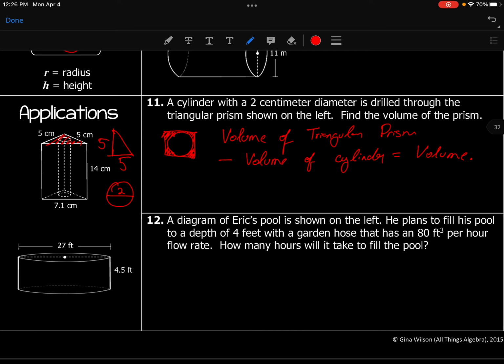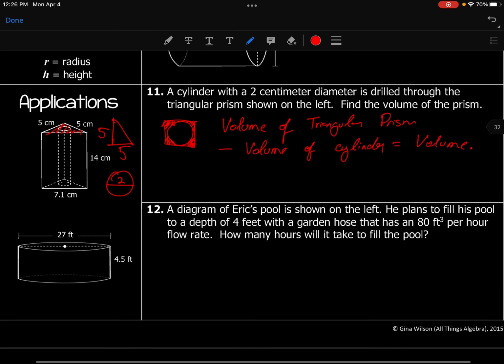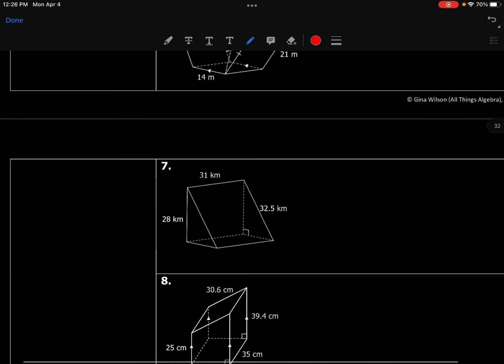All right, all you guys have to do is finish this page, fill out all the other questions, and you're good to go.